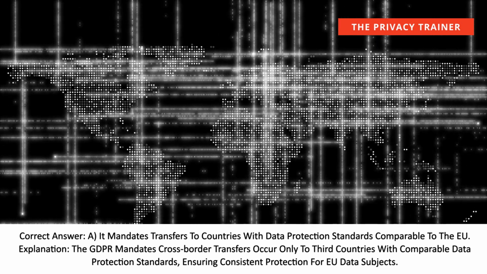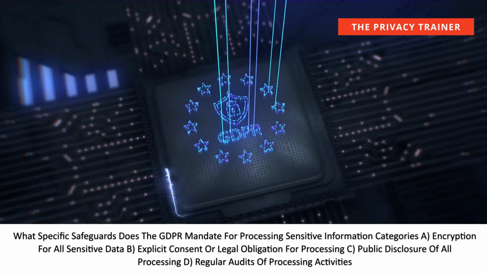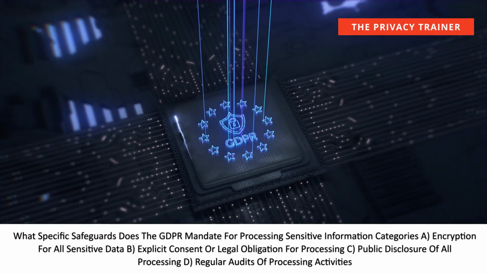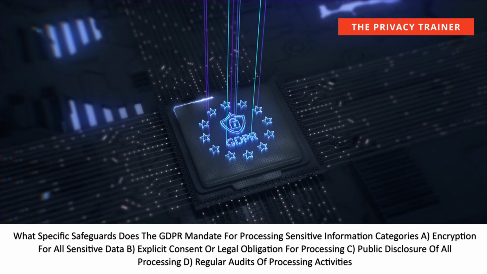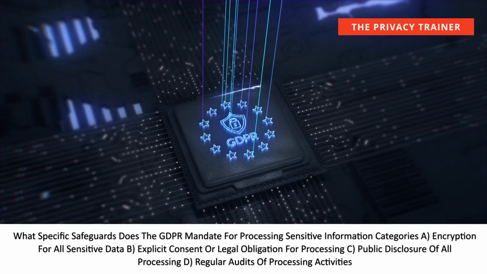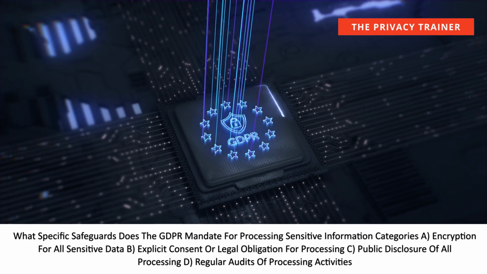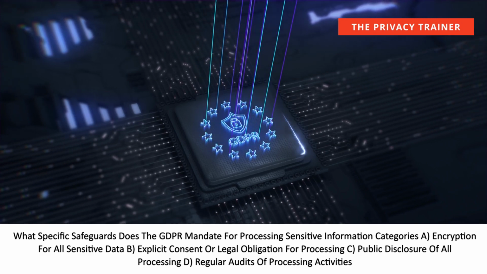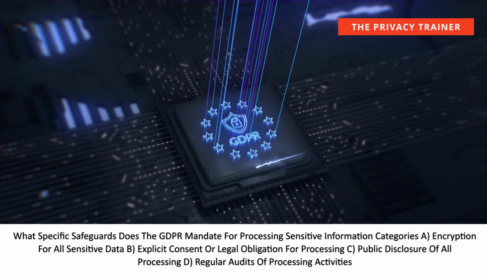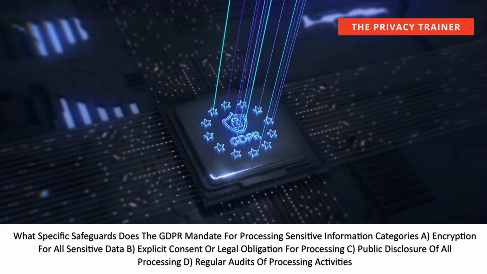What specific safeguards does the GDPR mandate for processing sensitive information categories? A. Encryption for all sensitive data. B. Explicit consent or legal obligation for processing. C. Public disclosure of all processing. D. Regular audits of processing activities.